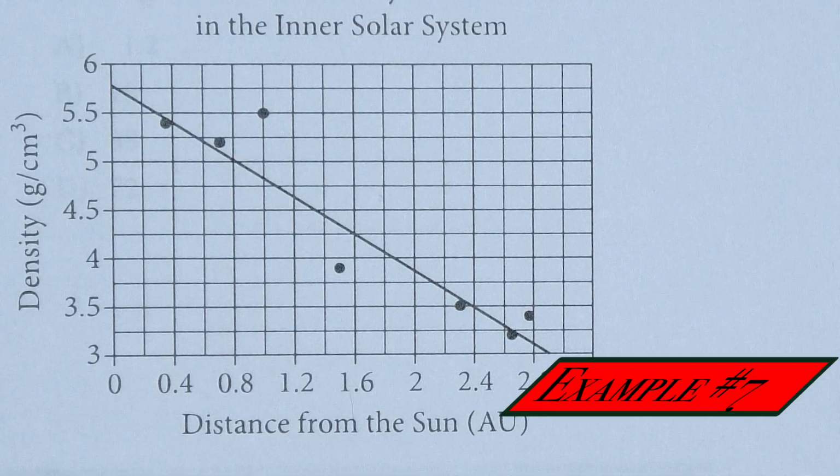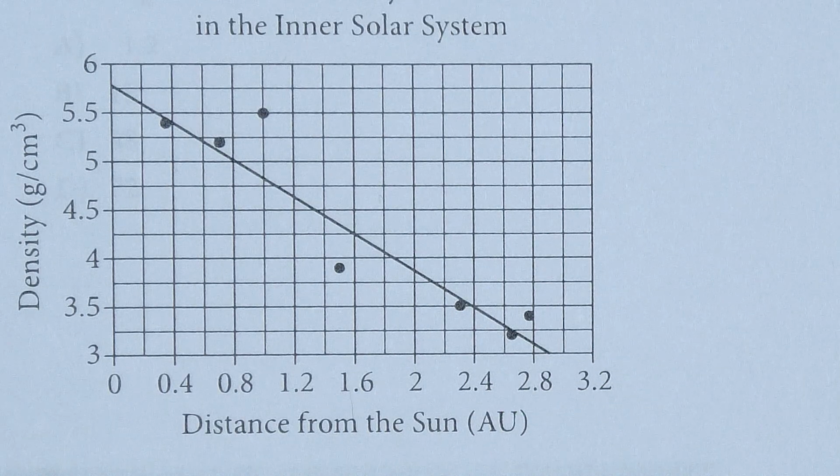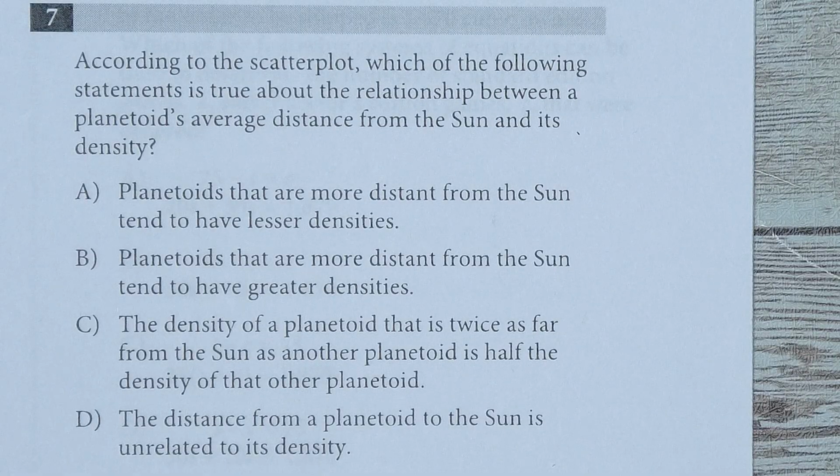Questions 7 and 8 refer to the following information. The scatter plot above shows the density of 7 planetoids in grams per cubic centimeter with respect to their average distance from the sun in astronomical units, or AU. The line of best fit is also shown. According to the scatter plot, which of the following statements is true about the relationship between a planetoid's average distance from the sun and its density?